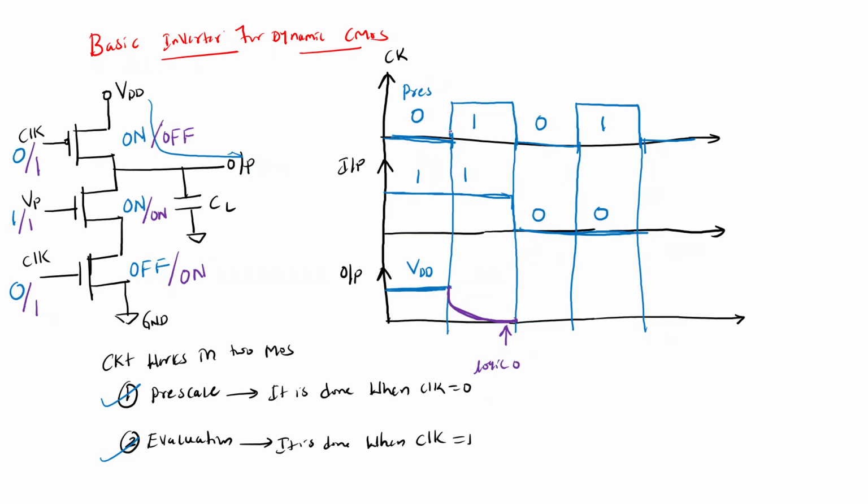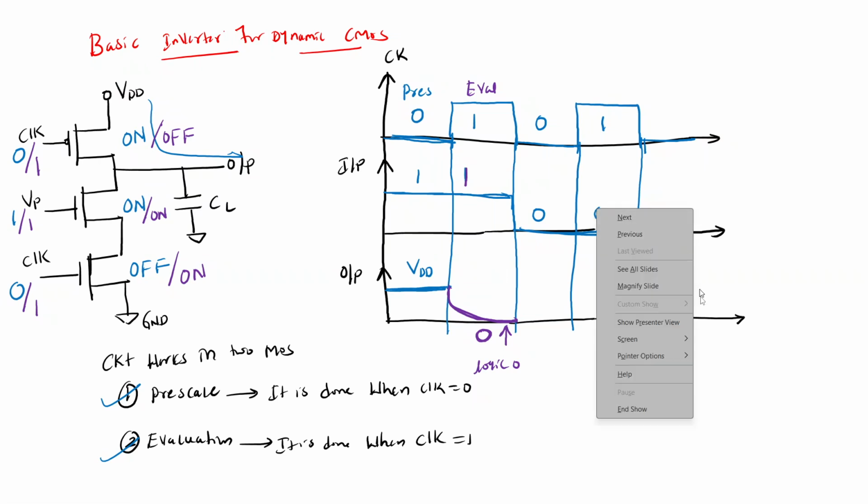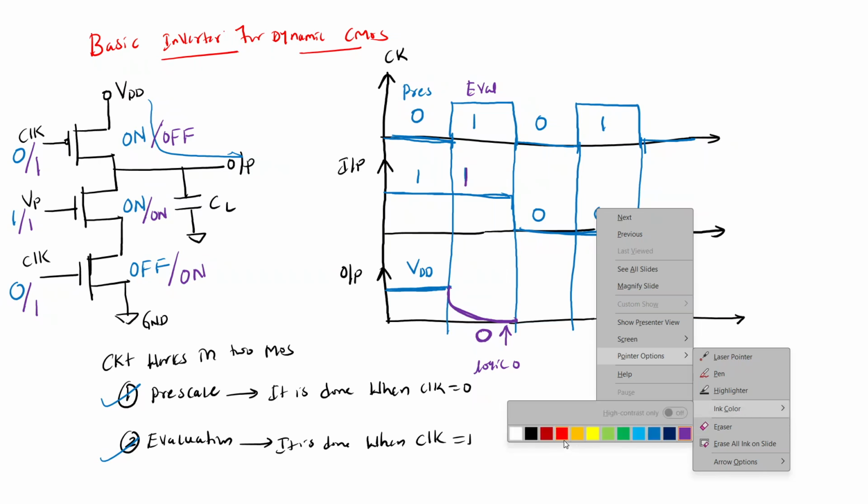I told you in the precharge mode you are not getting any output. In evaluation mode only you are getting the output. So it is acting as an inverter: if you give input as 1, you get the output as 0. This is for the input 1 condition, so I need to check the 0 condition also.